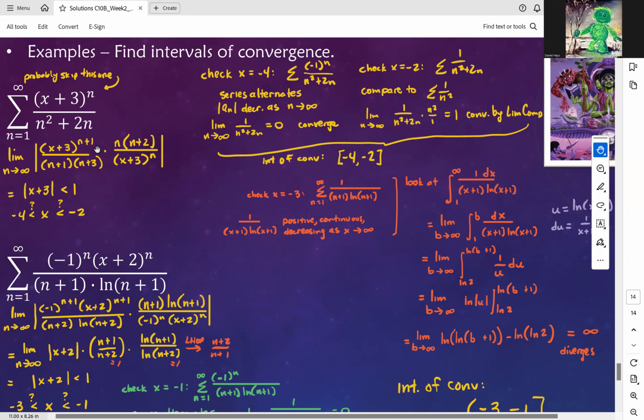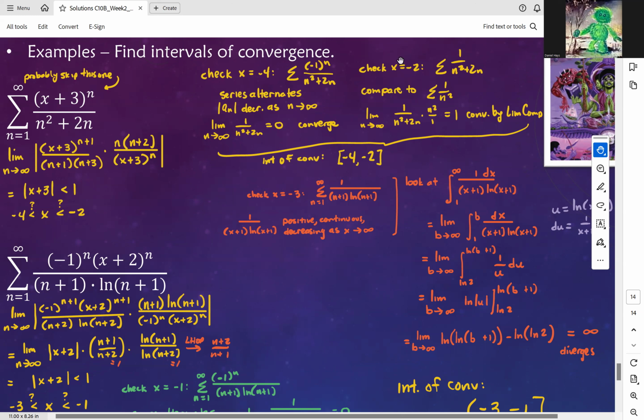These polynomials have the same overall degree top and bottom. Those will all go to 1, leaving us with just absolute value of x plus 3 being less than 1, leading us to the beginnings of an interval from -4 to -2. Notice the center is in fact -3, the radius is 1. We just need now to check the -4 and the -2.